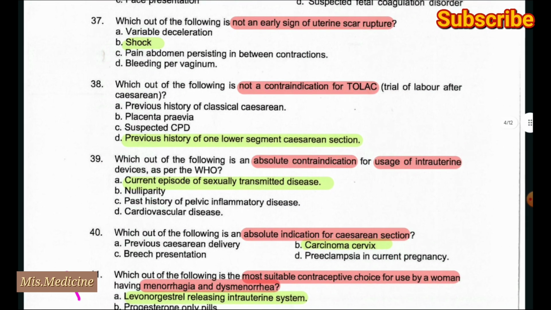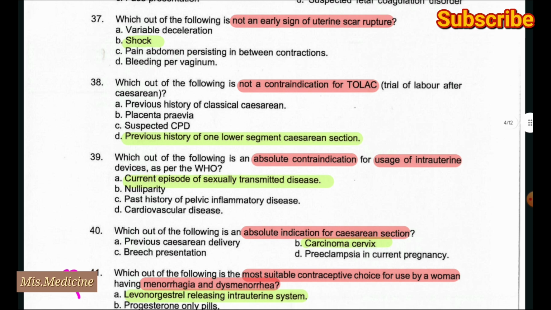Next question, which out of the following is not an early sign of uterine scar rupture? Shock. Next question is which out of the following is not a contraindication for TOLAC, which is trial of labor after cesarean? The previous history of one lower segment cesarean section. Okay, next question, which of the following is an absolute contraindication for usage of intrauterine devices as per WHO? Current episode of sexually transmitted disease.